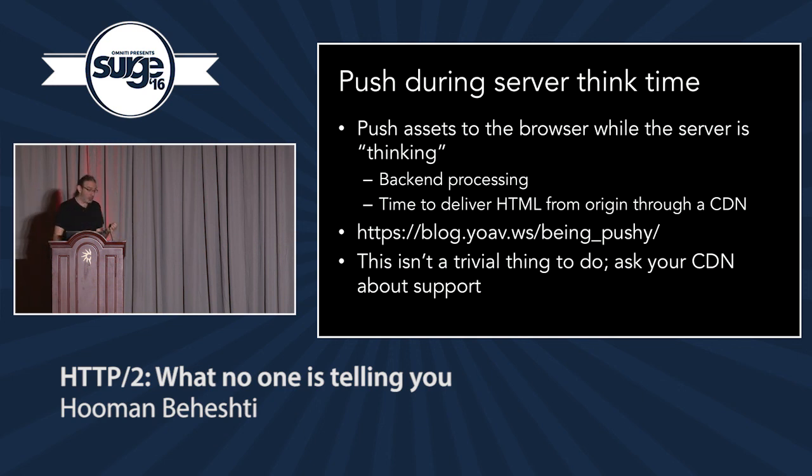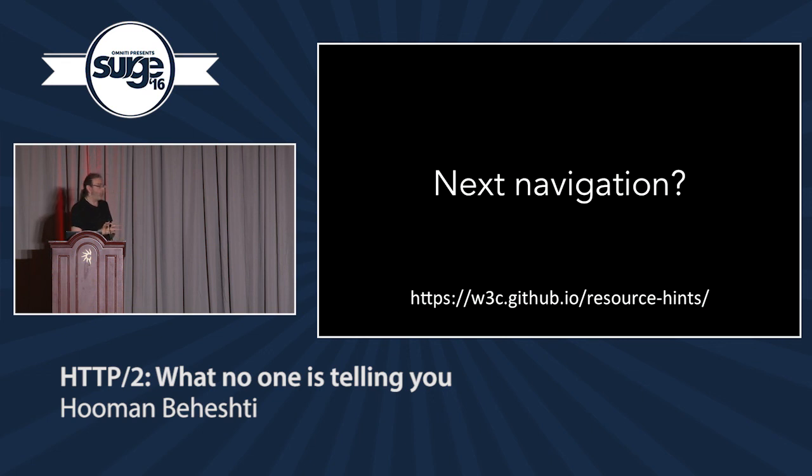There was also this notion early on that we can use push for next navigation, for what we're going to see in the next page. Although push can be used for that, we already kind of have these good mechanisms called resource hints in place, things like rel prefetch and rel pre-render that allow us to use idle time on the network to fetch or pre-render things that we think the user is going to go to. So even though we can use push for that, there are already mechanisms in place.